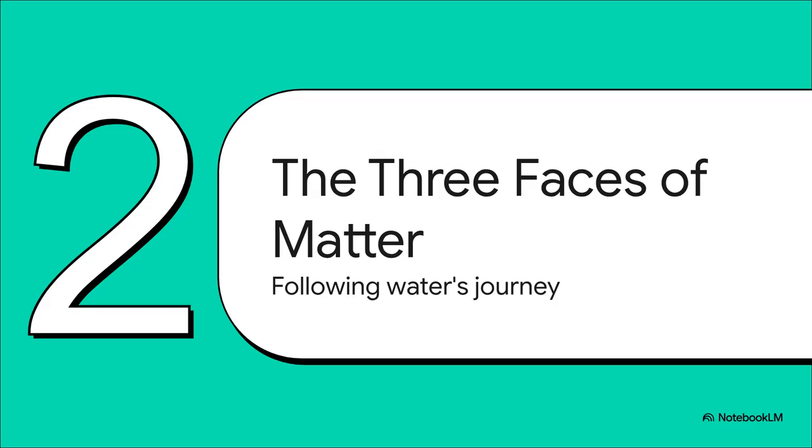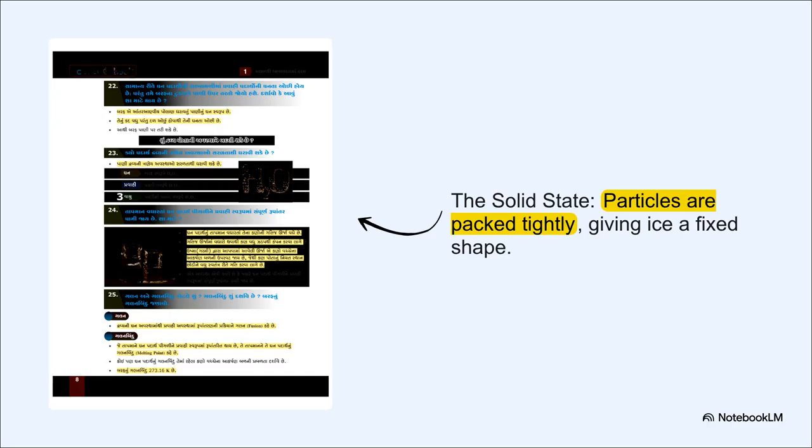Right, so that constant movement is what gives matter its different faces, or what scientists call states. And to make this super clear, we're going to follow a very familiar friend on its journey, water. First up, we've got the solid state. Think of an ice cube.